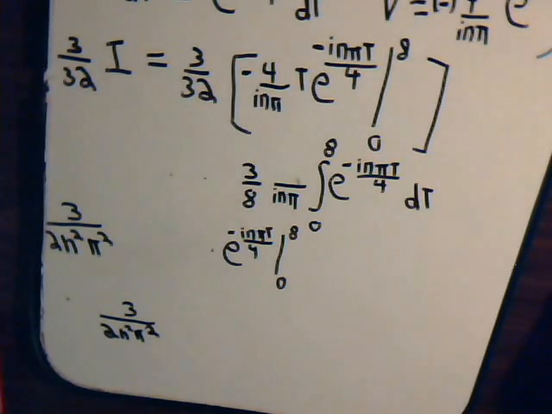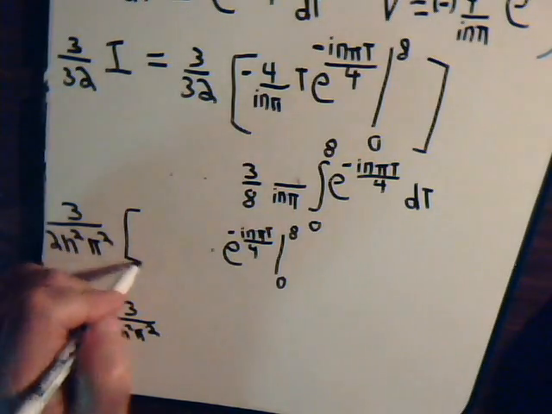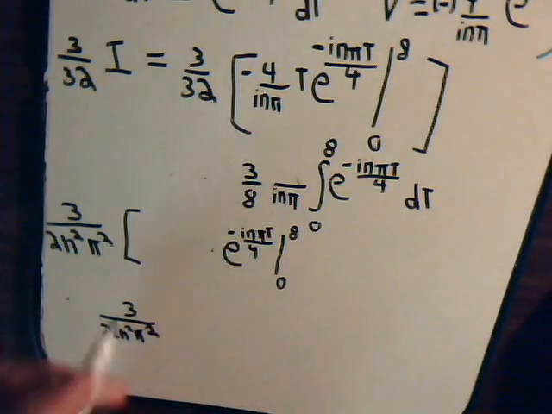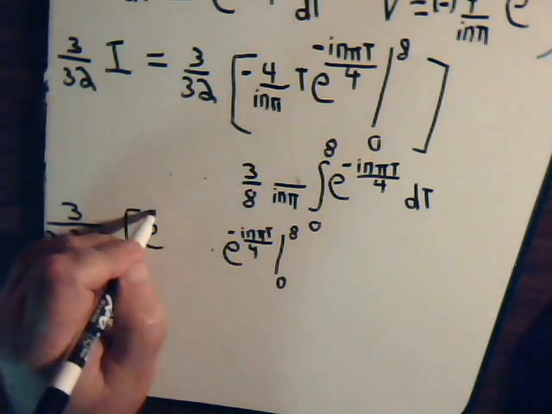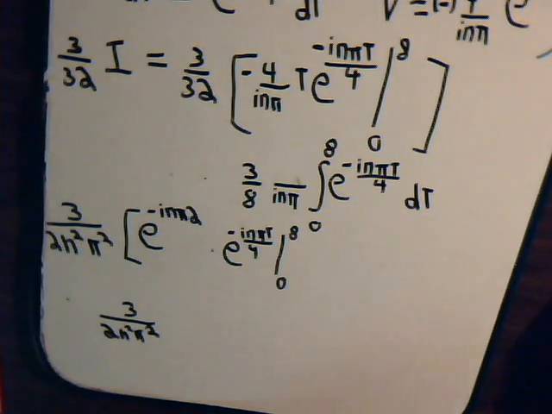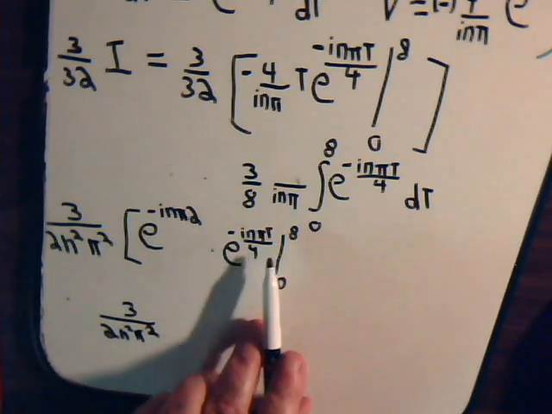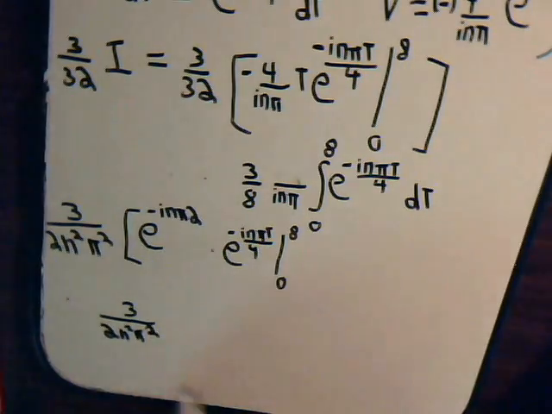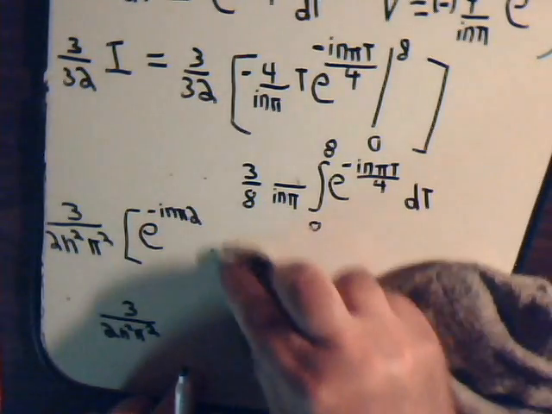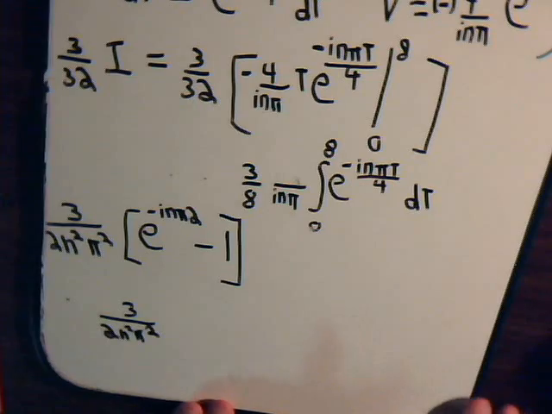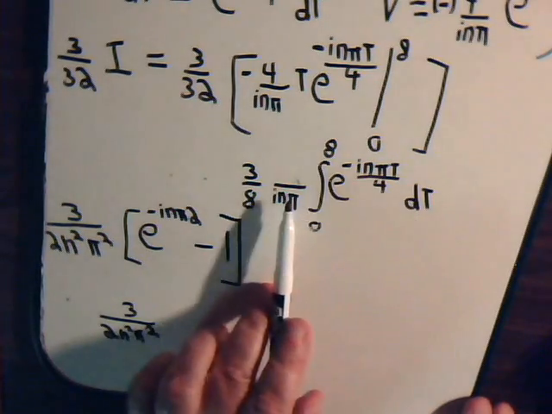Okay, and let's see then. Here from this we're going to put 8 in for t. 8 divided by 4 is 2, so we have e to the minus i n pi times 2. So we have this minus, when t is 0, that's e to the 0, or 1. So minus 1. Okay, now that's what we got from the integral part.